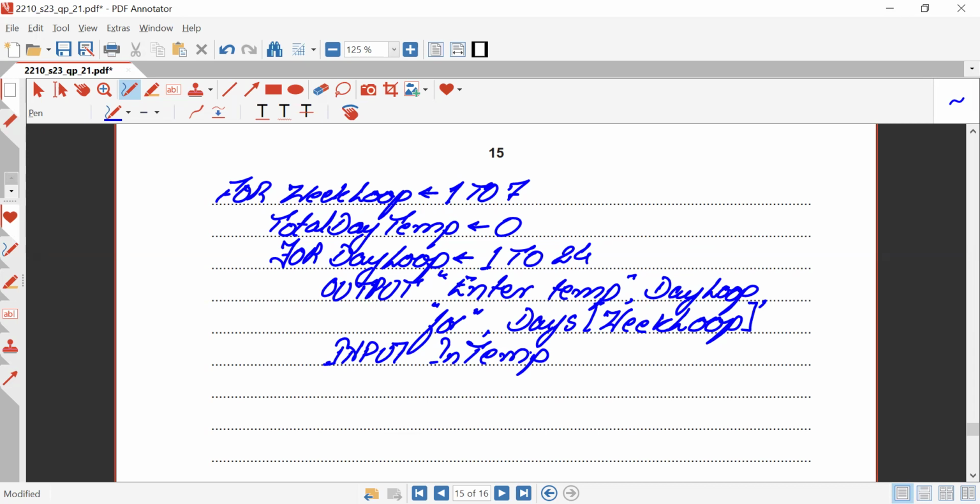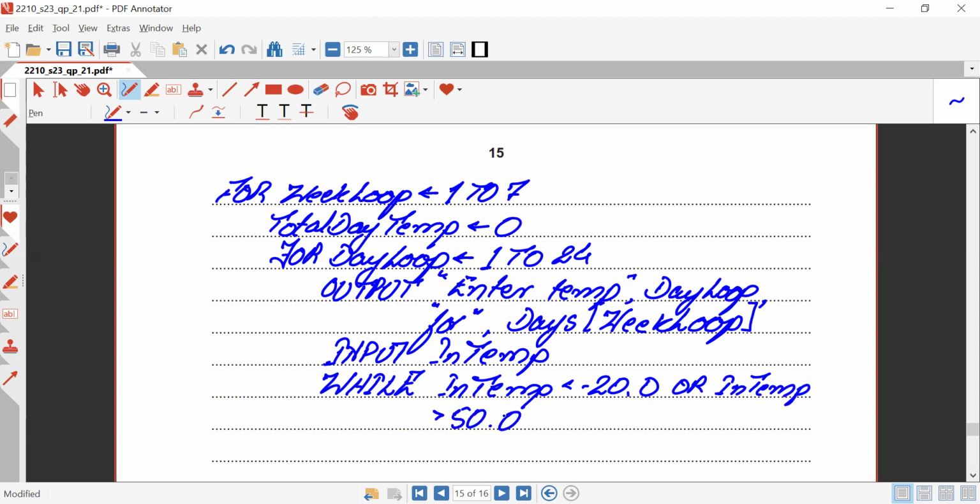So is that so? Now we will be placing a while loop over here. While will be the nested loop within the for loop. Do remember that part, okay? So while in temp less than minus 20.0 or in temp greater than 50.0. So if that is so, do.